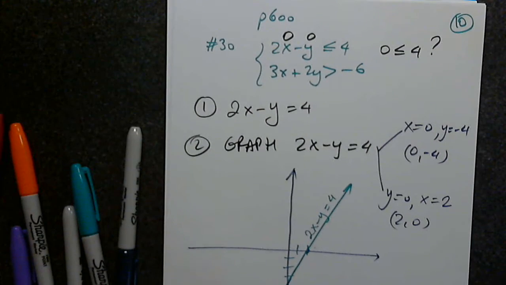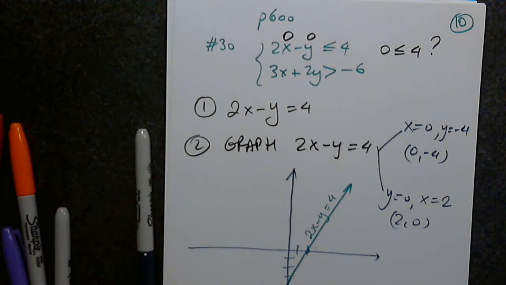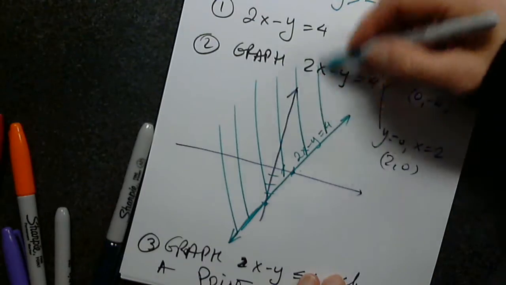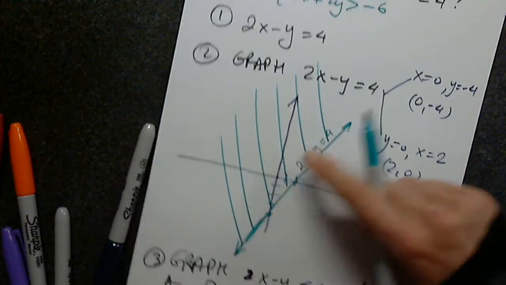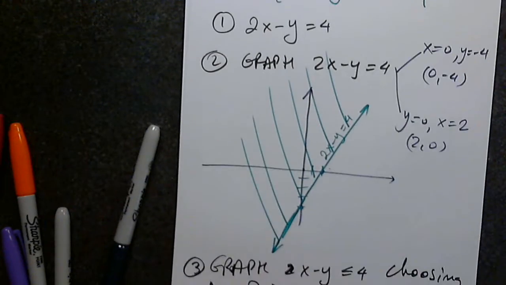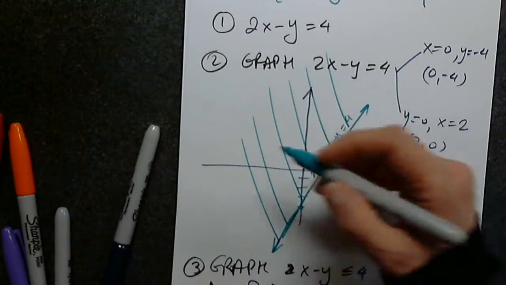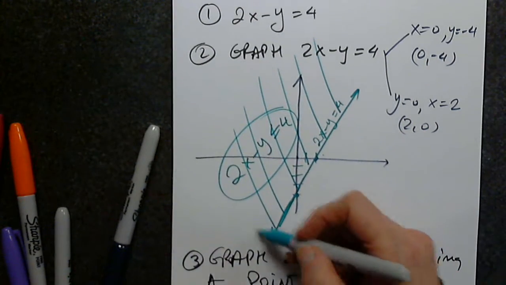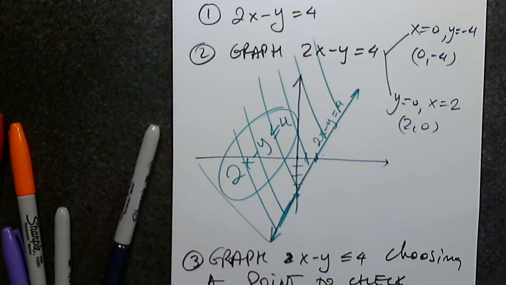So is it true? It's true. Because it's true, I will shade in the area that contains the point that I used to get a true statement. Now, all this thing that you see, everything here, including the line, this is 2x minus y less than or equal to 4. The entire region, not just the line. The line is the equation. The entire region consists of solutions to 2x minus y less than or equal to 4.